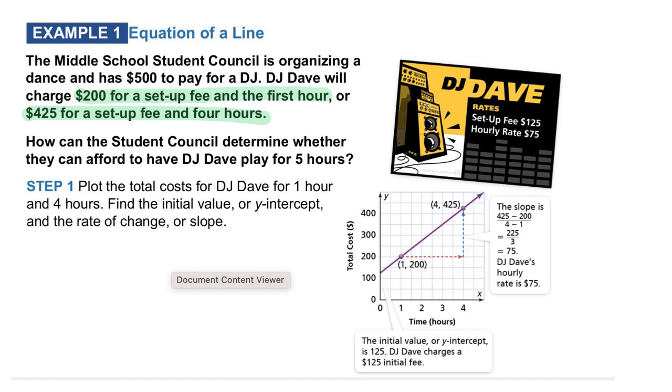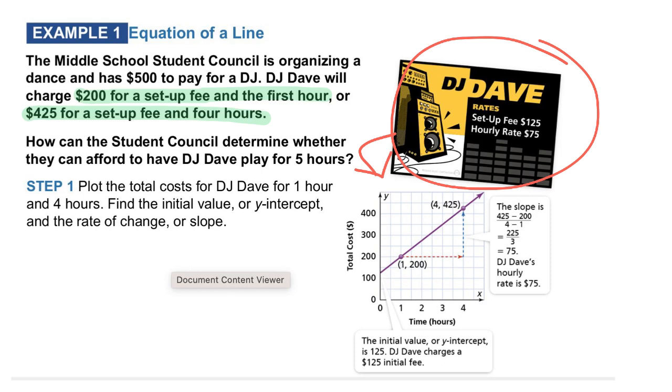All right, so we started with some data. Look, data. Oh my gosh, look, a representation. They took that data and they plugged it into a graph. 1 hour, $200. 4 hours, $425. So the very first thing that they are going to do is make a representation.